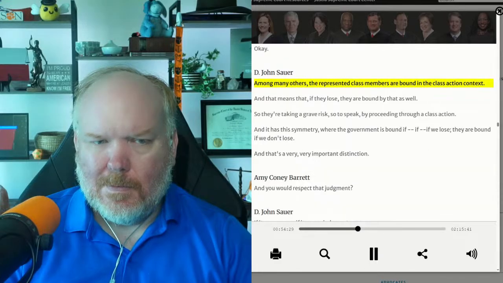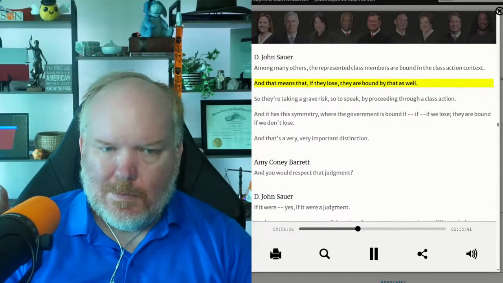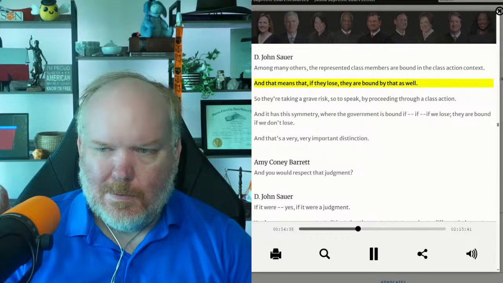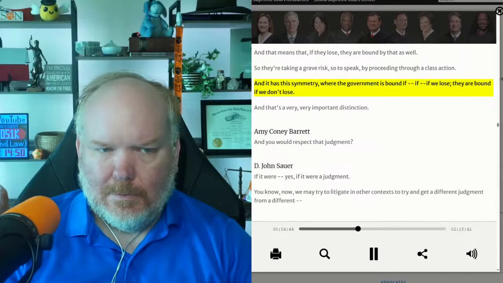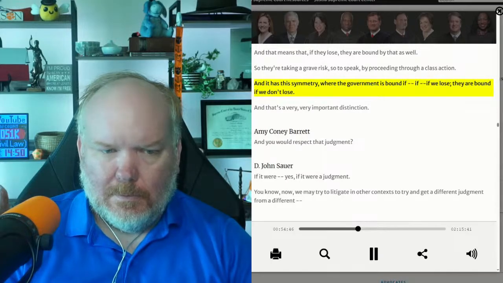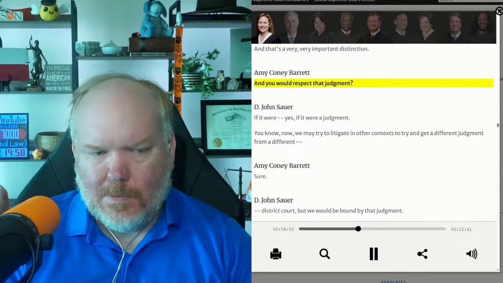Among many others, the represented class members are bound in the class action context. And that means that if they lose, they're bound by that as well. So they're taking a grave risk, so to speak, by proceeding through a class action. And it has this symmetry where the government is bound if we lose, they are bound if we don't lose. And that's a very, very important distinction. And you would respect that judgment?